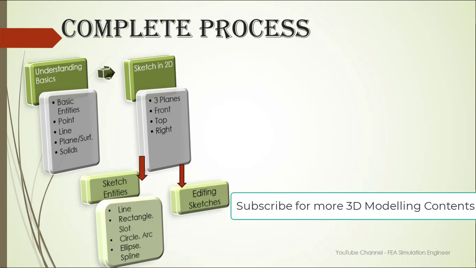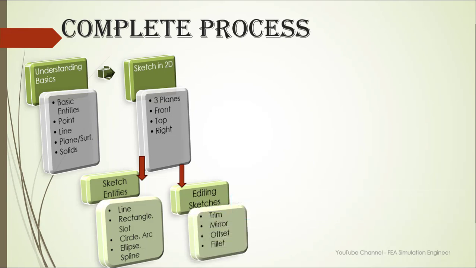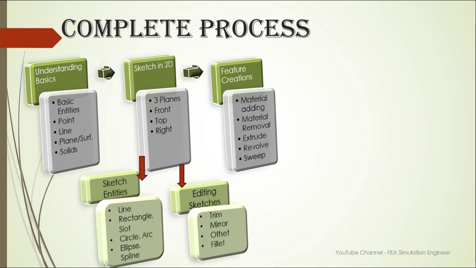Editing the sketches. After completing the original sketches, we can modify them according to our need or our dimensions by using trim, mirror, offset and fillet. If the sketching process is completed, then we move on to feature creation. There are two types of feature creation: material adding or material removal. By using these three commands, extrude, revolve and sweep, we can add or remove material as we want.